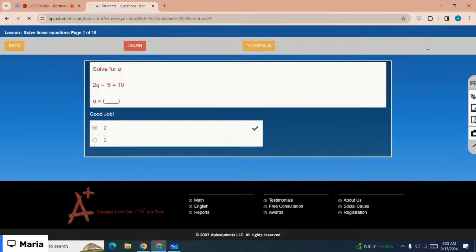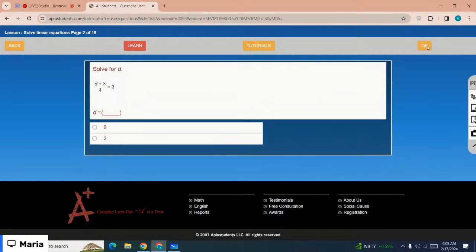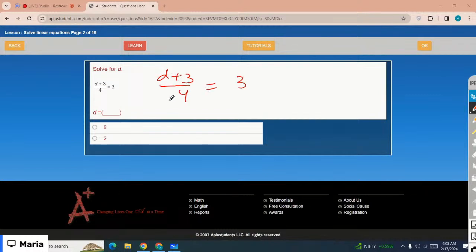Okay, the next one is solve for d. That is d plus 3 over 4 equals 3, right? You need to evaluate the value of d. First thing is you need to isolate the variable d. First, you need to move that 4 to the other side because 4 is dividing here. The opposite of division is multiplication. Multiply both sides by 4. 4 and 4 cancel out. You are left with d plus 3 equals 12.